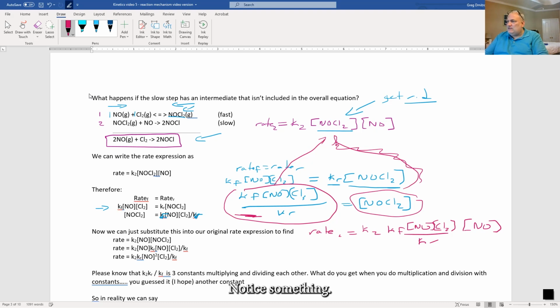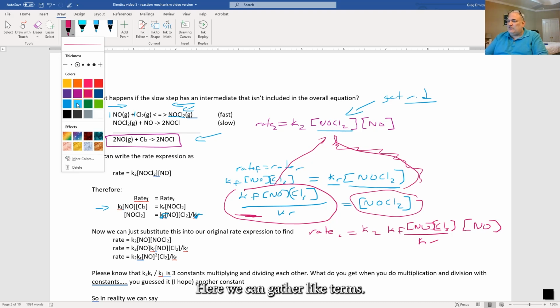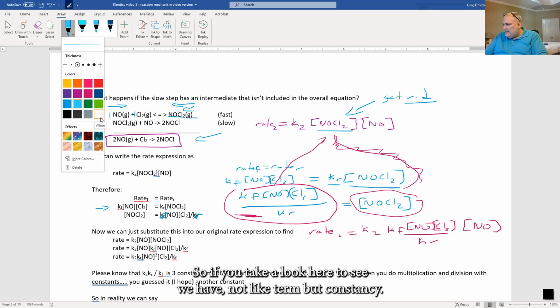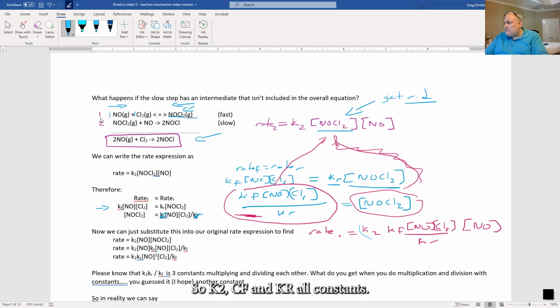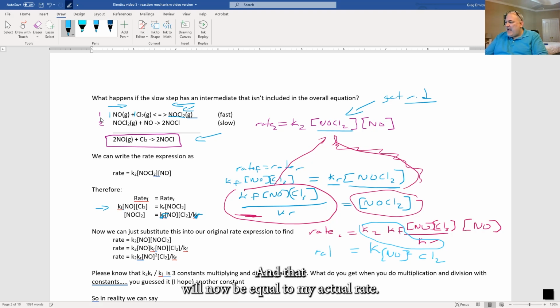Now I want you to notice something here. We can gather like terms. Do you see we have constants? You see how K2, Kf, and Kr are all constants. So we can gather them together and call them an overall constant. And then if we add up everything together here, don't we have two NOs right here? Isn't it NO times NO? So wouldn't that give us NO squared times Cl2? And that will now be equal to my actual rate. So rate 2 is the rate law equation. So we can now call it our overall rate of the equation.